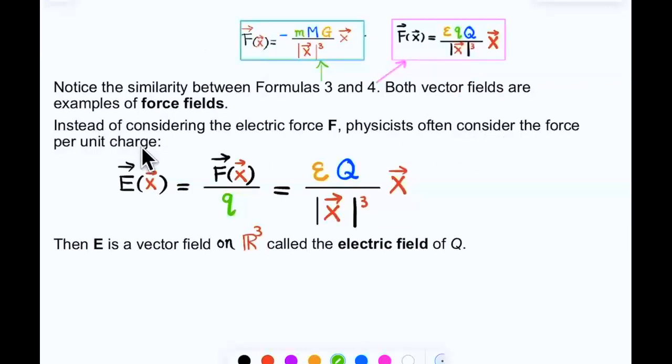All right, and instead of considering the electric force F, this is often considered the force per unit charge. How do you get the force per unit charge? You take the force over here and divide by the charge. When you divide by Q, this Q divides out, and then you will get this one here. And this E here is a vector field on R3 called the electric field.